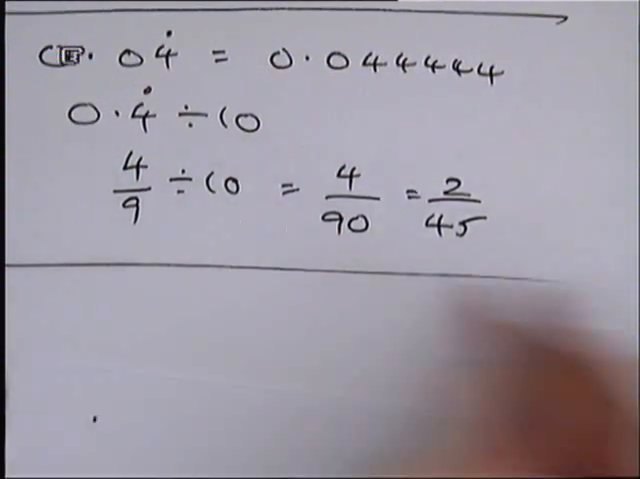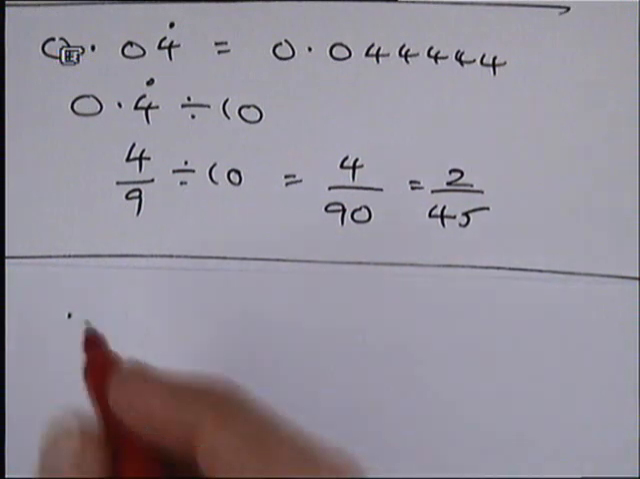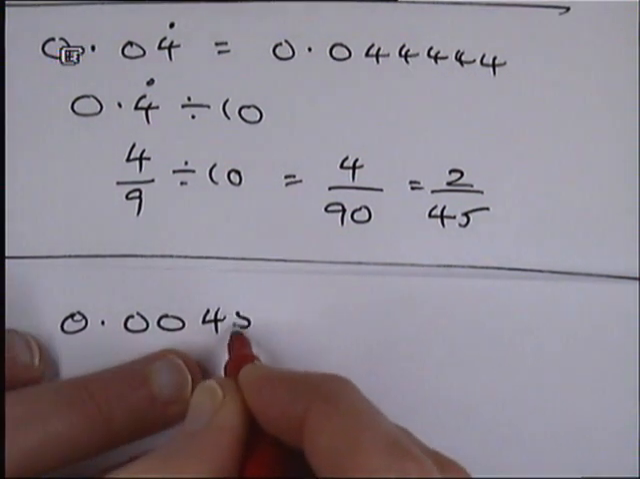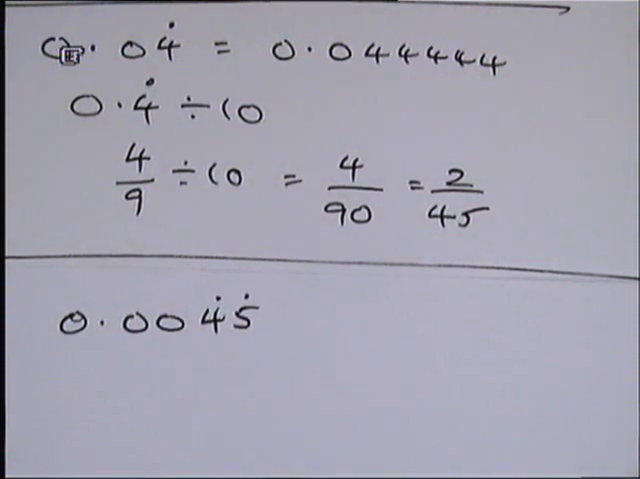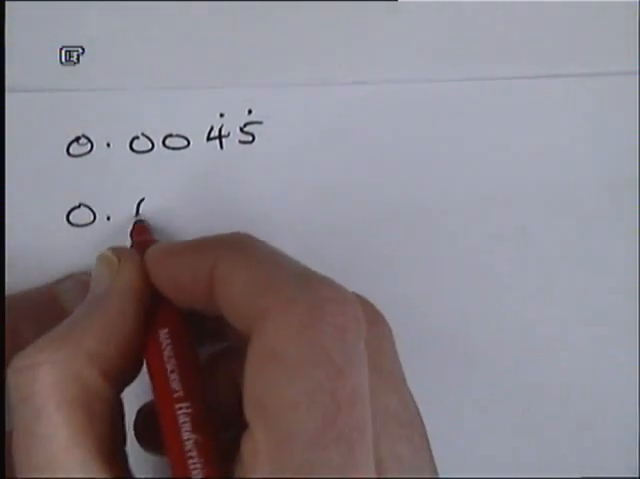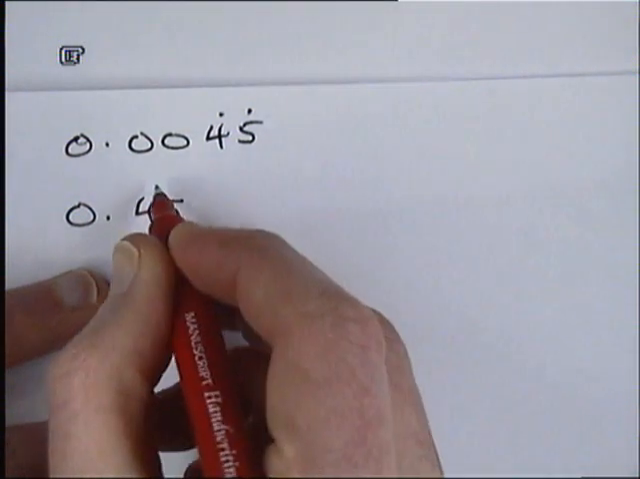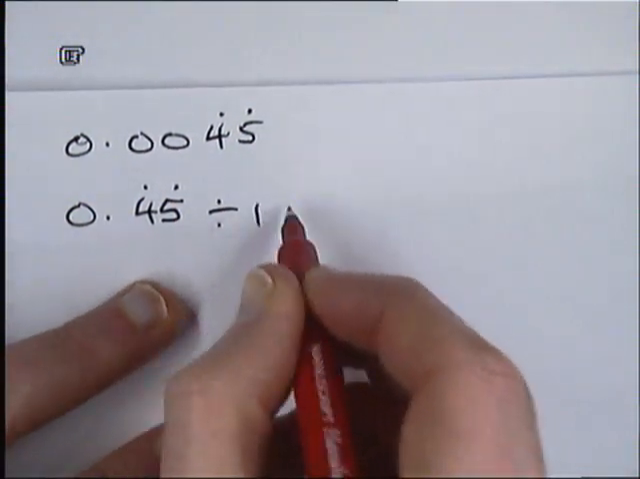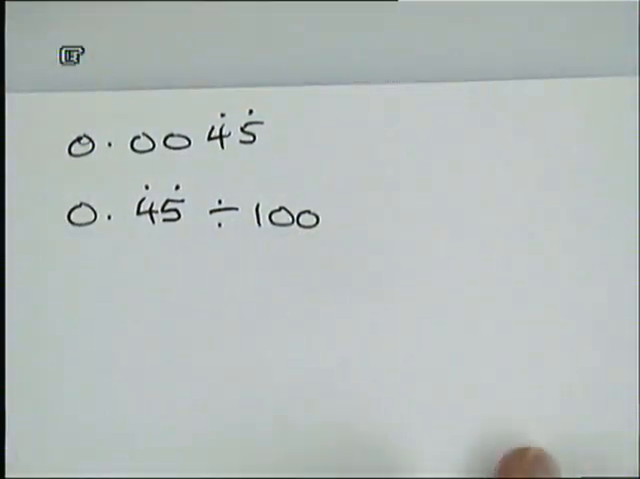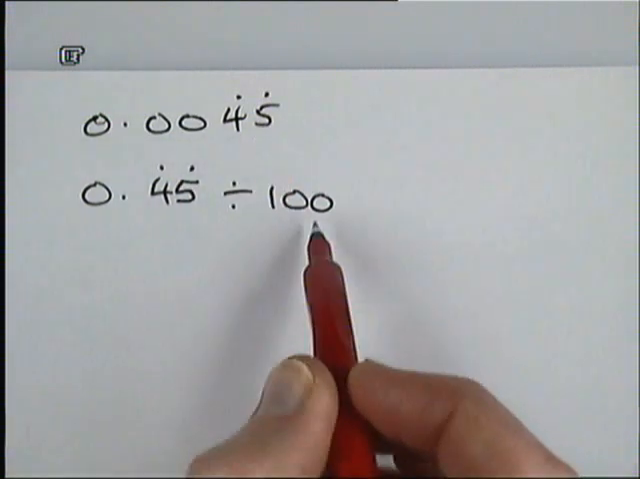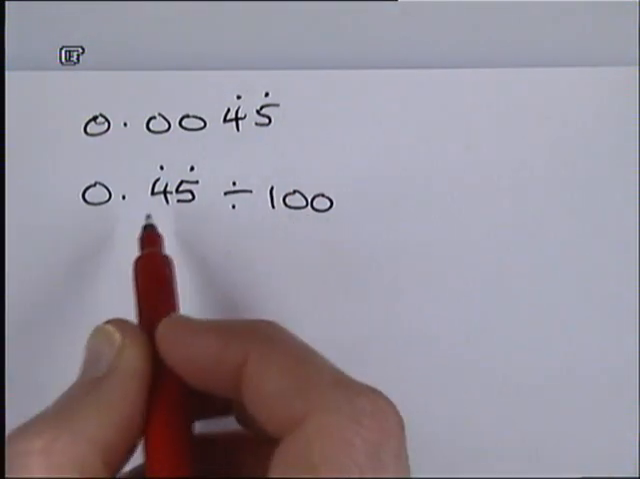The next one we'll have a look at is 0.0045 recurring, where just the 4 and the 5 are recurring. So that's the same as, you get rid of these noughts at the beginning, 0.45 recurring divided by 100. And I've divided by 100 because there are 2 noughts here in the beginning before the recurring bit, so I put 2 noughts here.